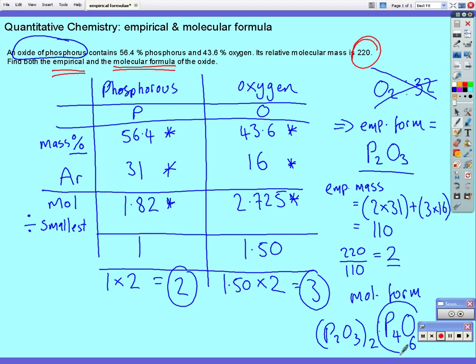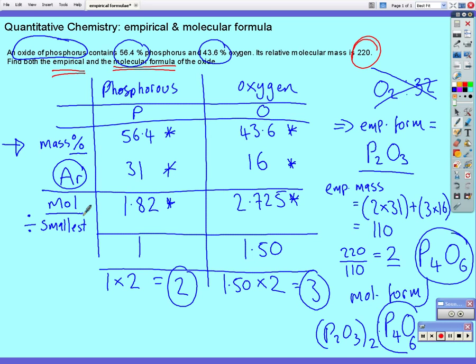I've run out of space. P4O6. Done. Remember, whether you're given percentages or grams, just do it the same way. Okay? Same way. Mass as a percentage or mass as grams, divide by the relative atomic mass to give you moles, divide by the smallest. That might give you a whole number ratio. If not, find integers, whole numbers, to multiply by in order to get you that whole number ratio.